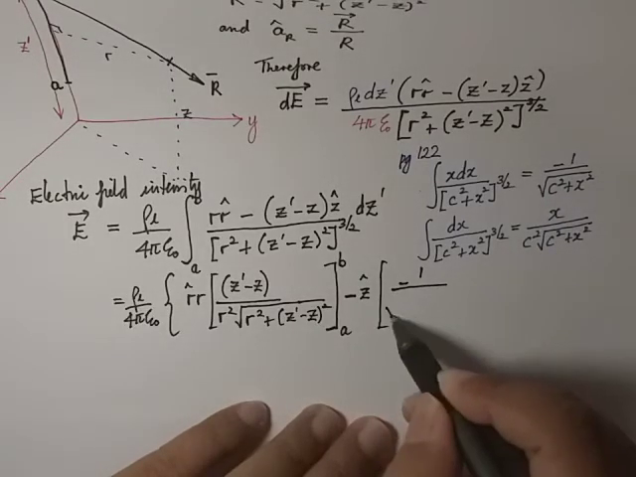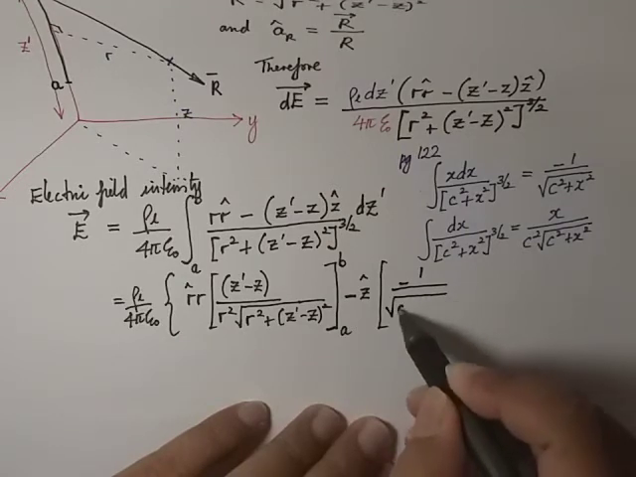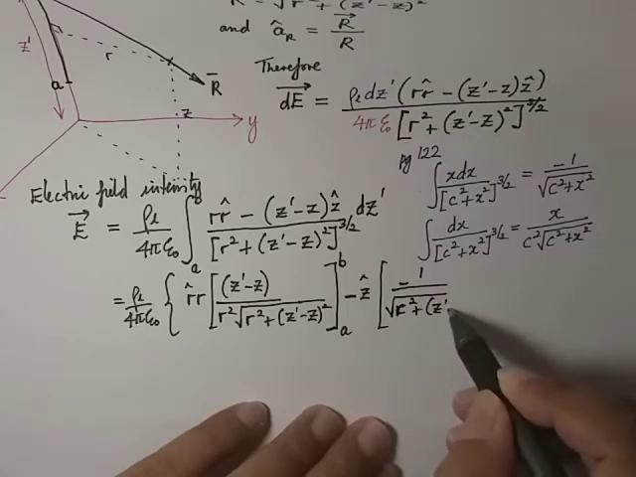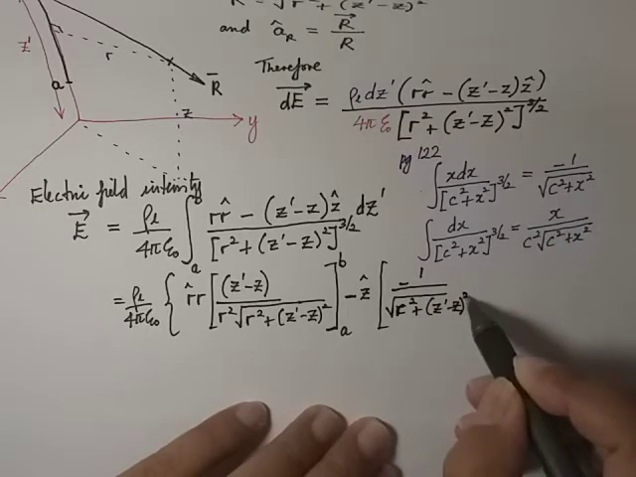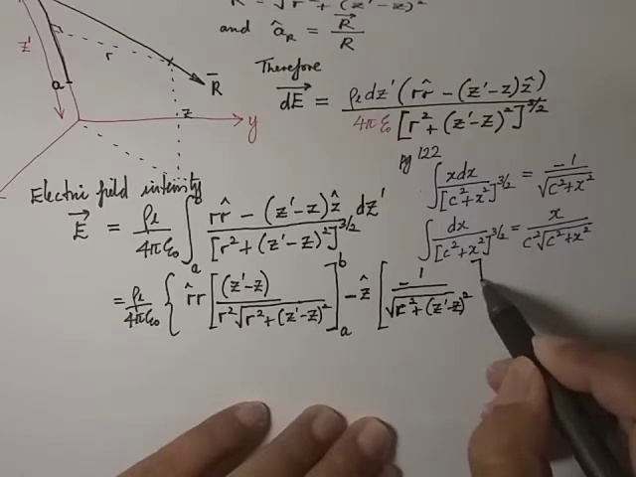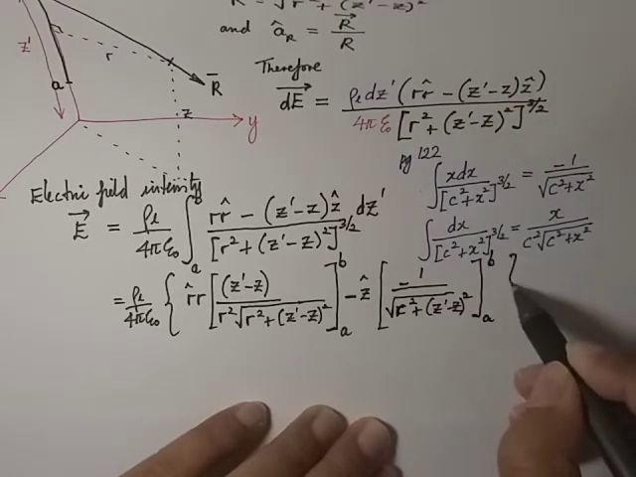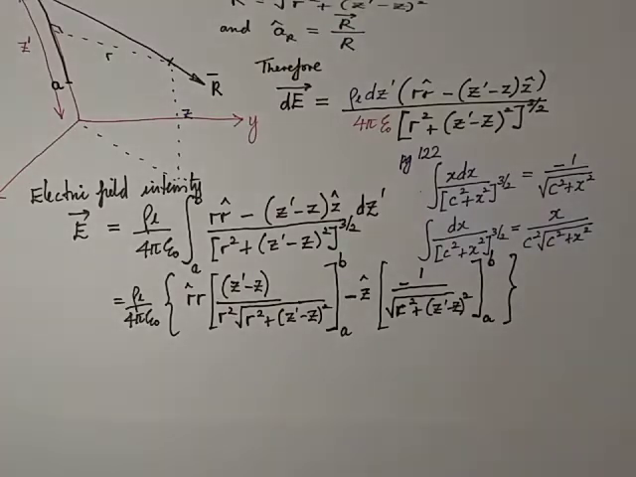Divide with the square root of R square plus Z prime minus Z square. Then the limit should be from where to where? From A to B, should be close bracket. So that is the solution after the integration, but we are still not finished yet because we have to substitute now.